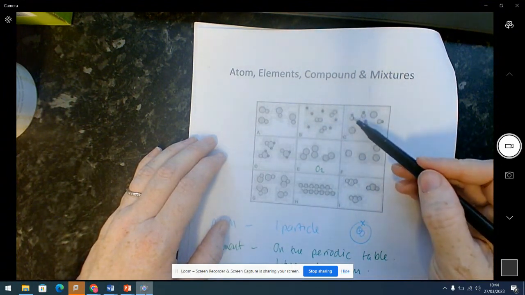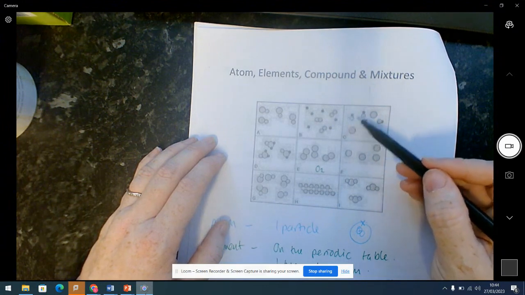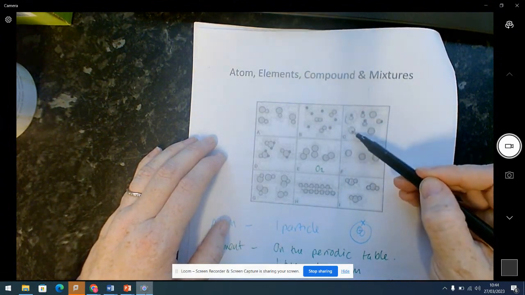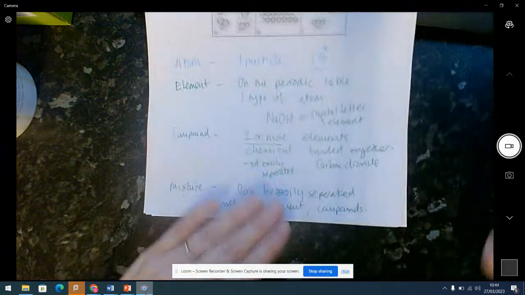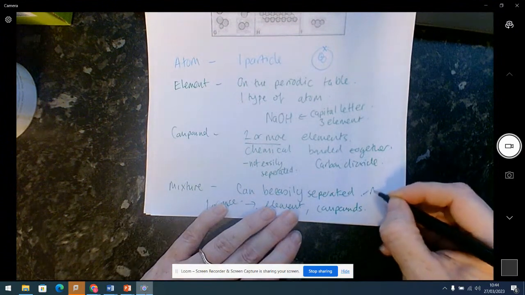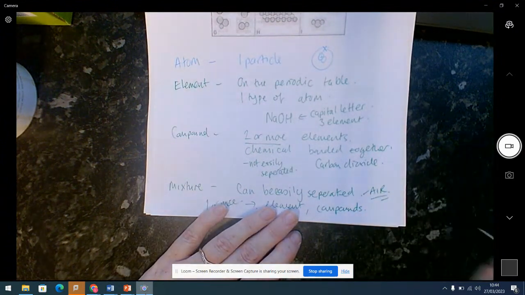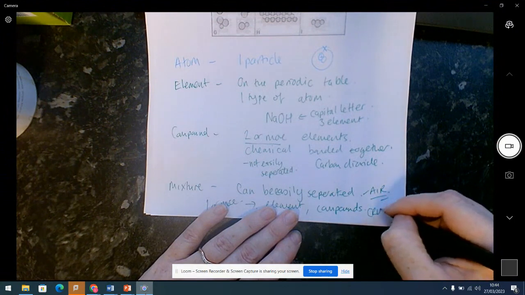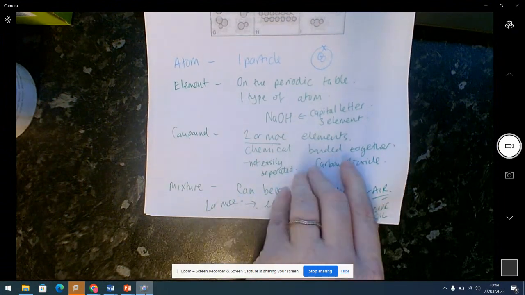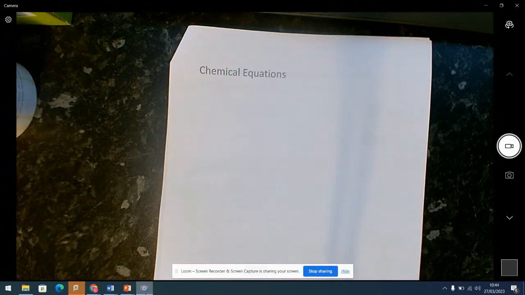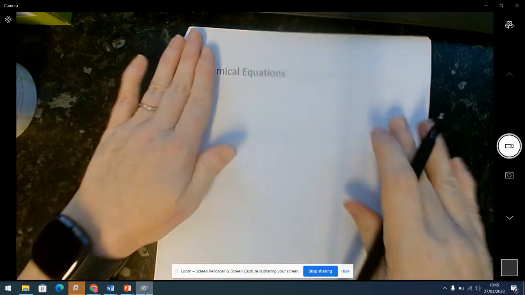Same with picture C. You can see from the picture, I've got one compound there, and I've got an element, and that also would be an example of a mixture. The key thing is knowing it can be easily separated, and the air is a good example of a mixture. We also look at crude oil in paper 2, and that's also an example of a mixture. Okay, so moving on from that, we would have then looked at with you this idea of chemical equations and being able to take what is text and turn it into a chemical equation.